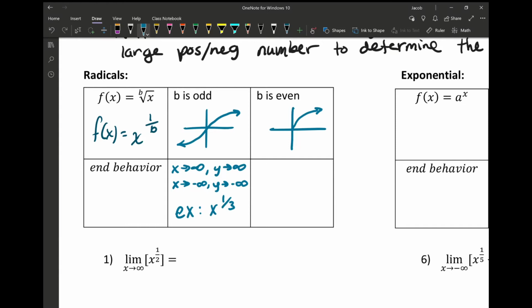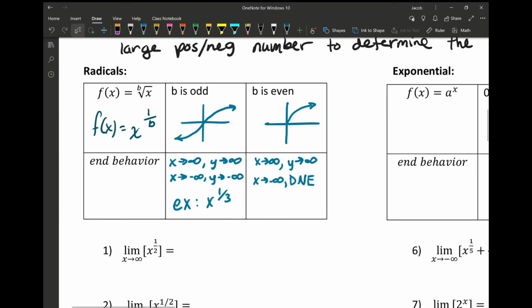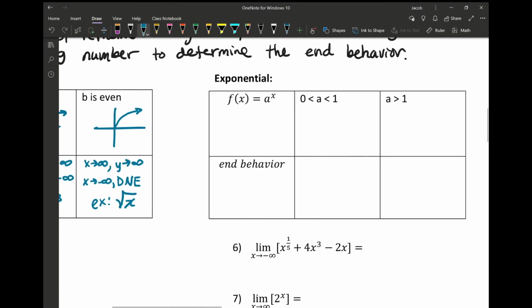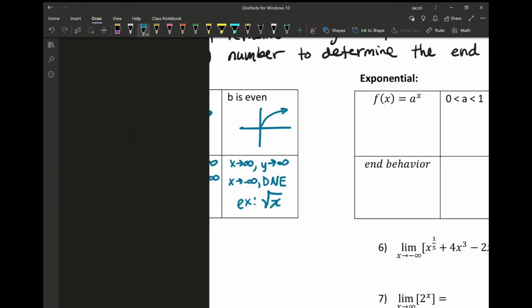And when we are looking at a radical when b is even, as x approaches infinity, y will approach infinity, but as x approaches negative infinity, there's no limit to look at. So this is d and e. The limit does not exist. Square root x there. All right, and then we'll go through these examples first.